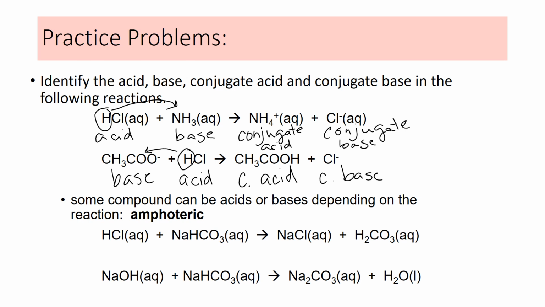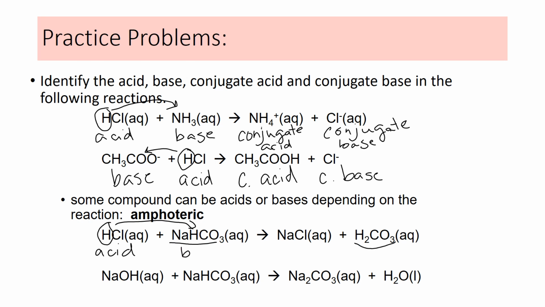Some compounds can be acids or bases depending on the reaction. Sodium hydrogen carbonate is an example of a compound like that. And sodium hydrogen carbonate is baking soda, so it's an interesting one to look at. Let's look at this first reaction. Is the sodium hydrogen carbonate acting as an acid or a base? Well, it looks like this H is going to come join the sodium hydrogen carbonate, and it will become H2CO3. So this one is our acid.